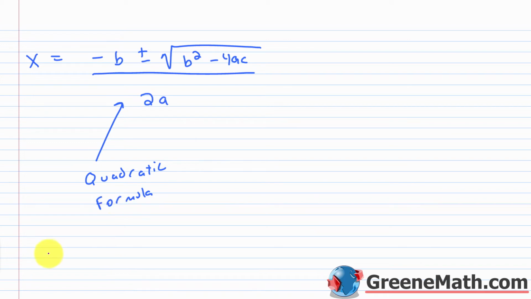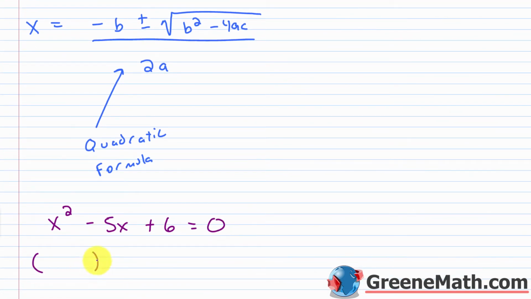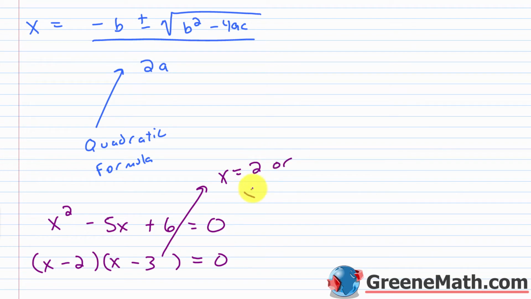If I saw something easy like x squared minus 5x plus 6 equals 0, this is something we can solve with factoring. So two integers whose sum is negative 5 and whose product is 6 would be negative 2 and negative 3. So we can look at this and hopefully know that the solutions would be x equals 2 or x equals 3, right? I'd set each one of these equal to 0 and I'd solve.